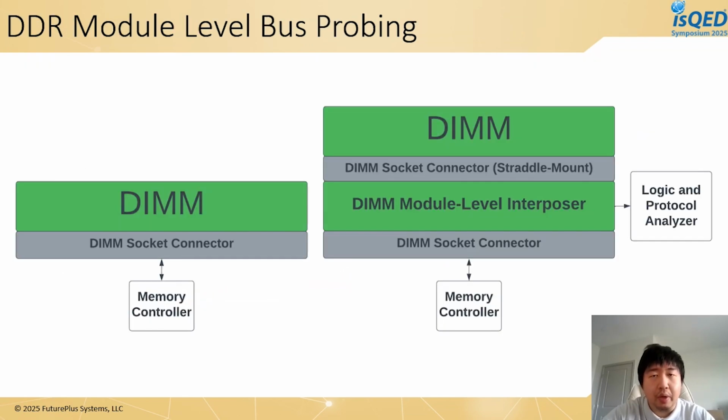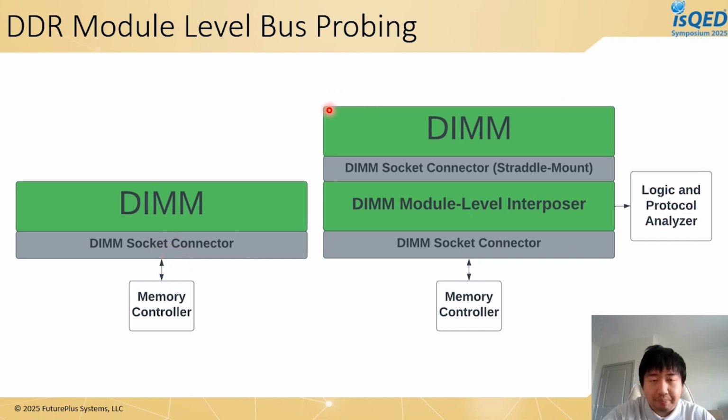Here is a traditional way of measuring the bus of a DDR DIMM. On the left is a diagram of just a regular usage of a DIMM. You plug the green part, this would be the memory stick. This gray part would be the connector on the motherboard. You just put it in, and it connects with the memory controller and talks to the processor.